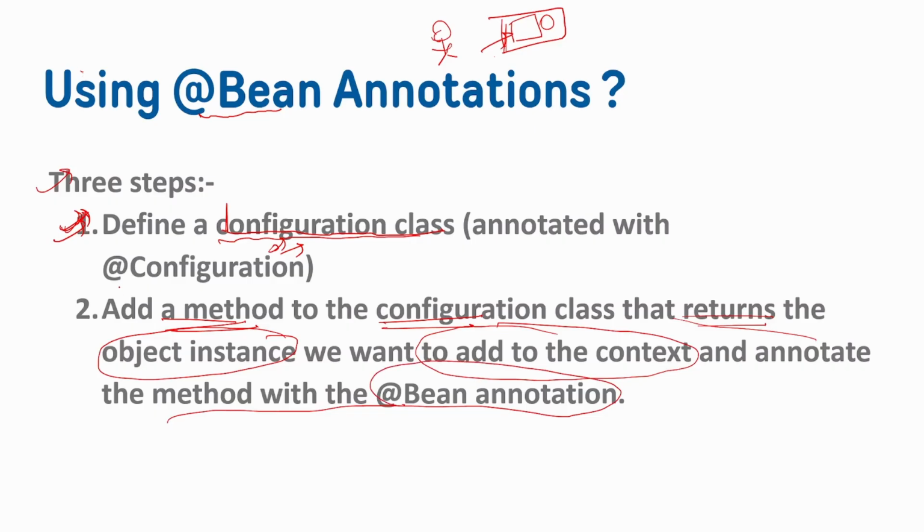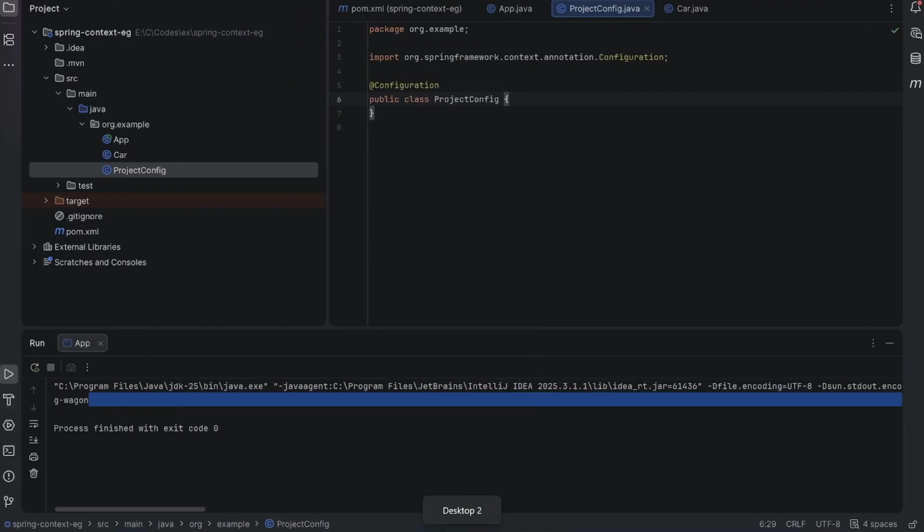So what we want to do? First we have created the configuration class. Now in the configuration class we need to add a method that will return the object instance we want to add to the context, and annotate it with the @Bean annotation. Let's see step by step. In the ProjectConfig class we have to create one method that will return the object instance. Our object is Car, so it will return Car, and let's name the method car.